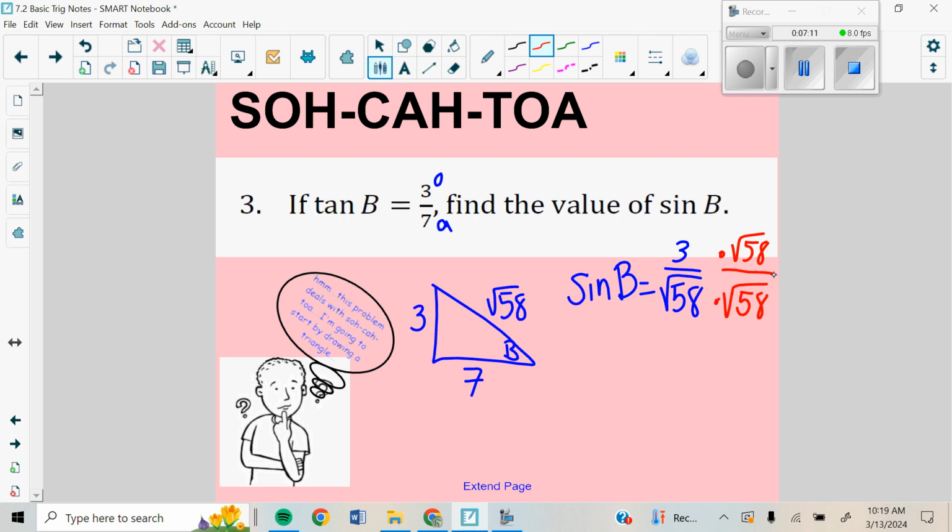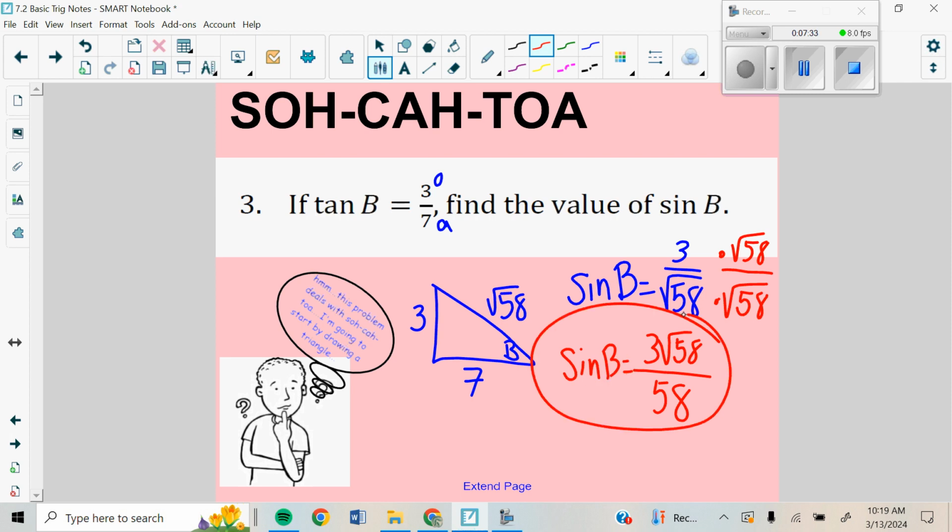All right, so we are going to go ahead then and get 3 square root of 58 on the top. When we take a radical times itself, the square root goes away and we get a 58 here. And then the last thing you always want to double check is, can you reduce that coefficient and the denominator? So 3 over 58 does not reduce. So sine of B is 3 square root of 58 over 58.